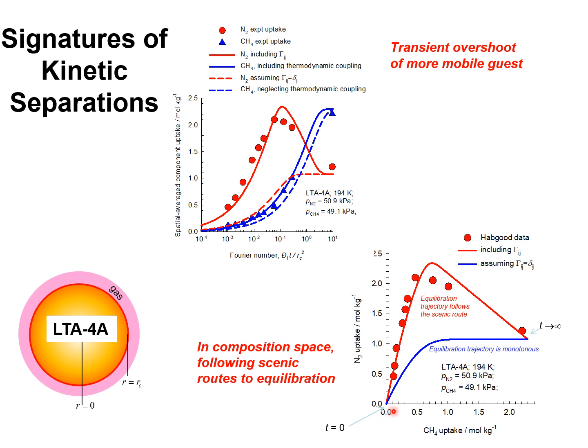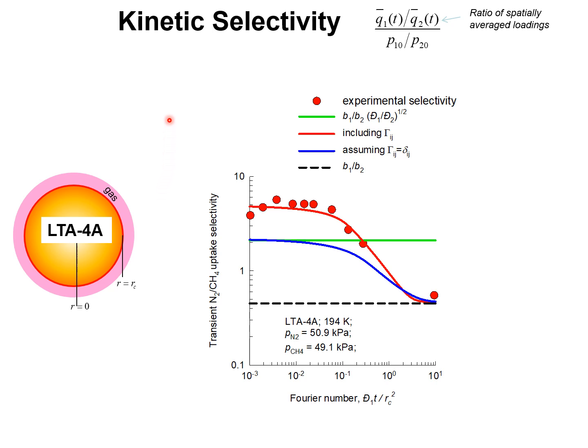On the other hand, if thermodynamic coupling effects are ignored, the equilibration trajectory follows a monotonic path to equilibrium, in quantitative and qualitative disagreement with the Habgood experiments. So a signature of kinetic separations is that in composition space, the equilibration trajectory follows a scenic route. Let us examine the concept of the kinetic selectivity for binary mixtures.